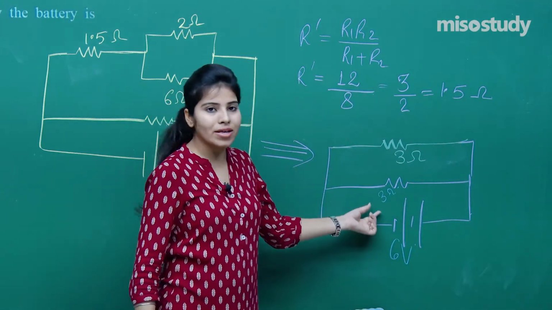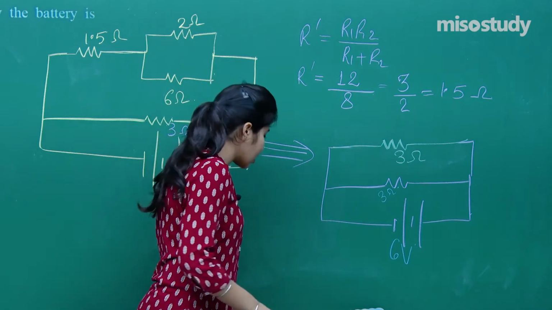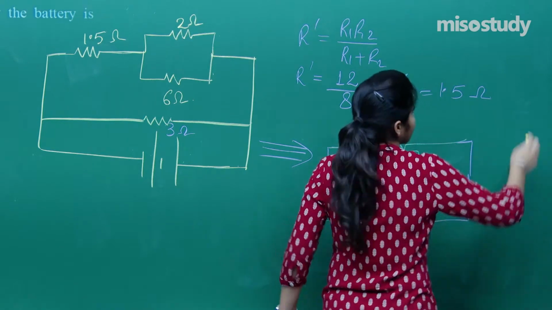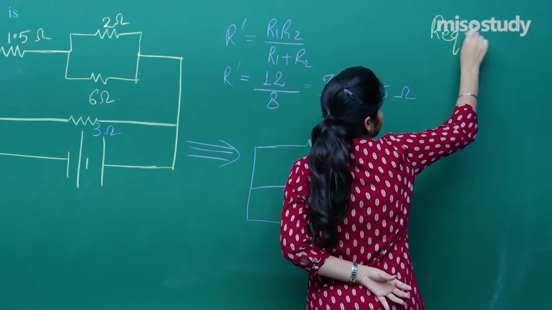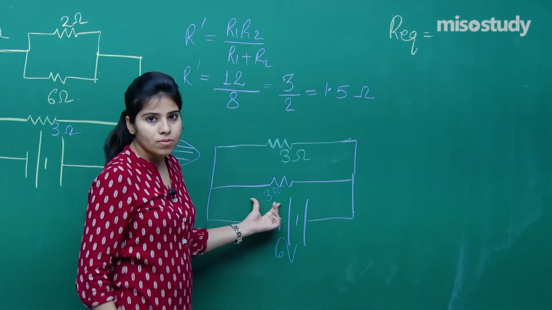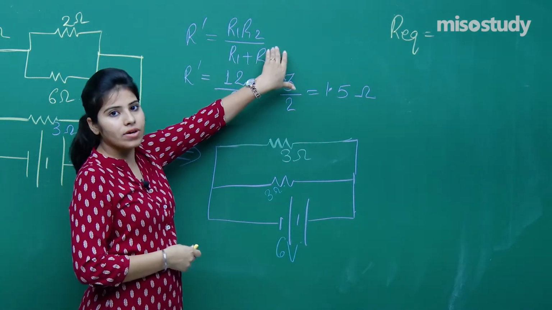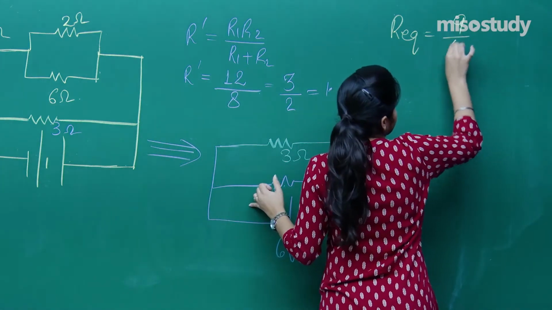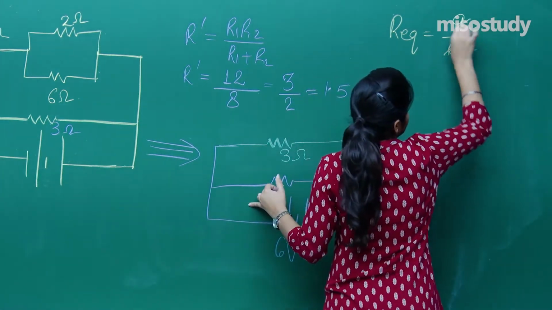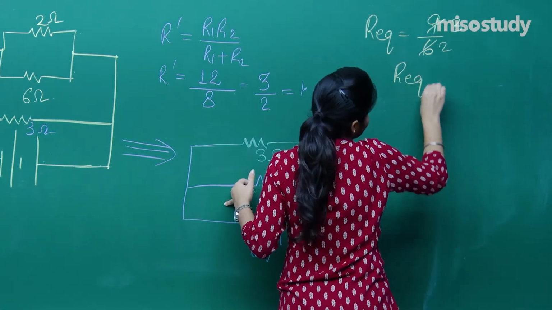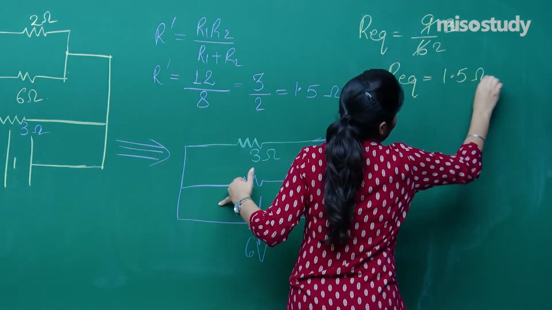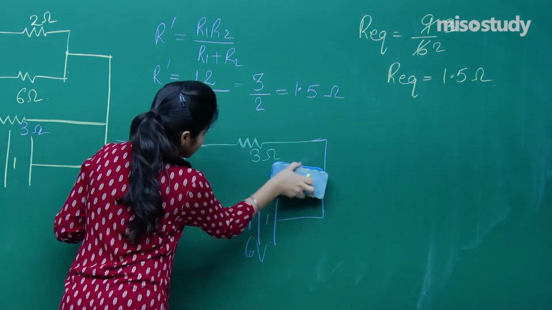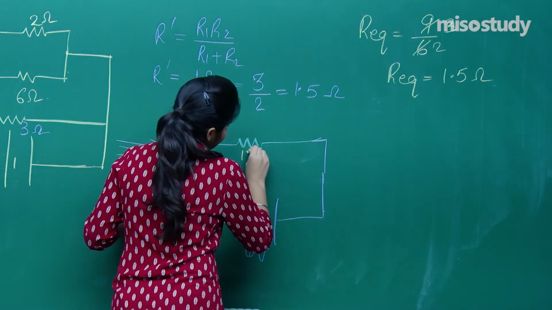Now, this 3 ohm and 3 ohm, they are connected in parallel. So, their combination will become as, let me just write R equivalent. 3 ohm plus 3 ohm. Again, the parallel combination R1 R2 upon R1 plus R2. So that means if you solve it, your R equivalent has come out to be 1.5 ohm. Now you can solve this as, let me just remove this, and this is your 1.5 ohm.